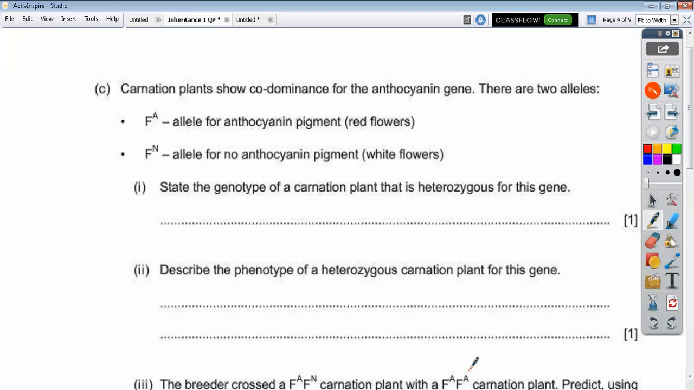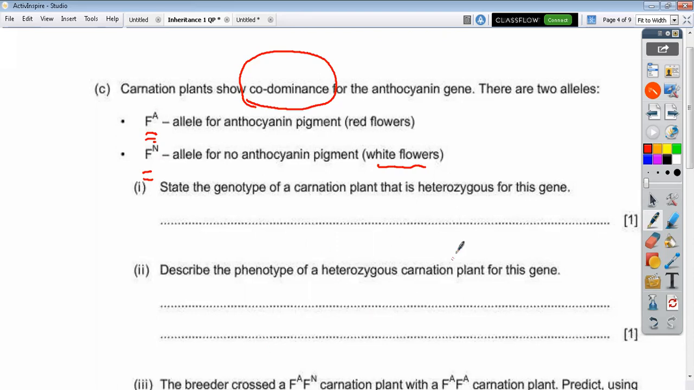State the genotype of the carnation plant that is heterozygous for this gene. So let's analyze the question. FR for red flowers. Oh, sorry, FA. FN for white flowers. And what's the keyword here? Co-dominant, which means both of them, that's why the capital letters are both dominant. There is no recessive there. Making sense?